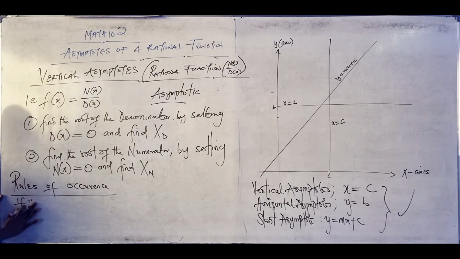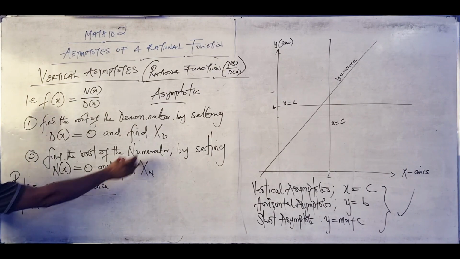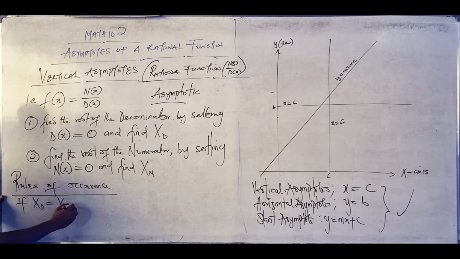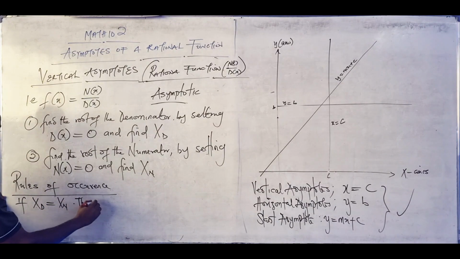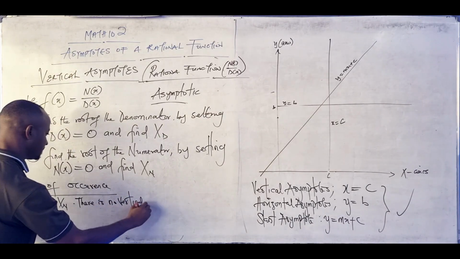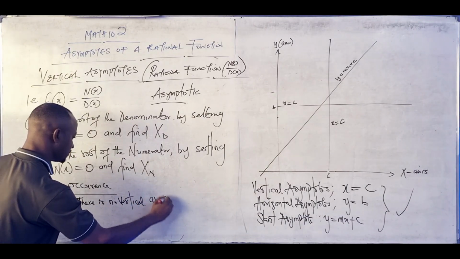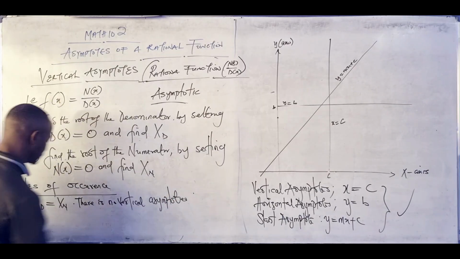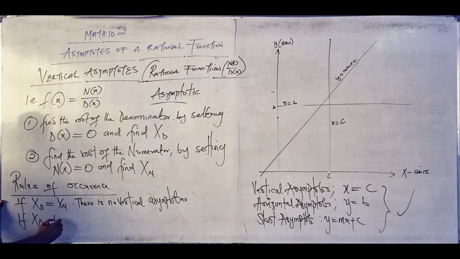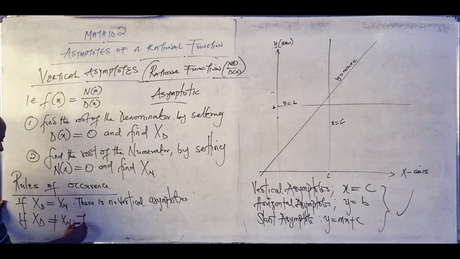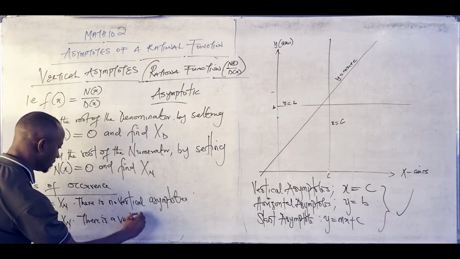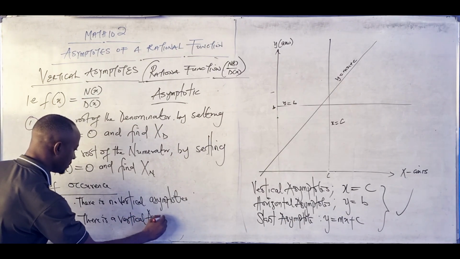Now listen. If the root of the denominator is equal to the root of our numerator, there is no vertical asymptote. But if the root of the denominator is not equal to the root of the numerator, what happens? There is a vertical asymptote. I will give an example.